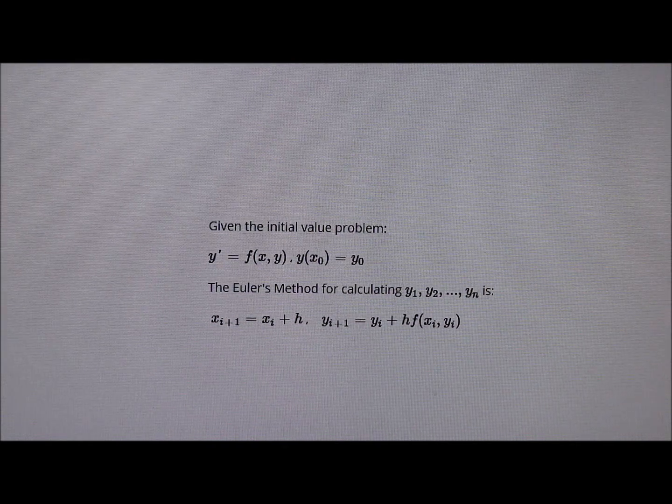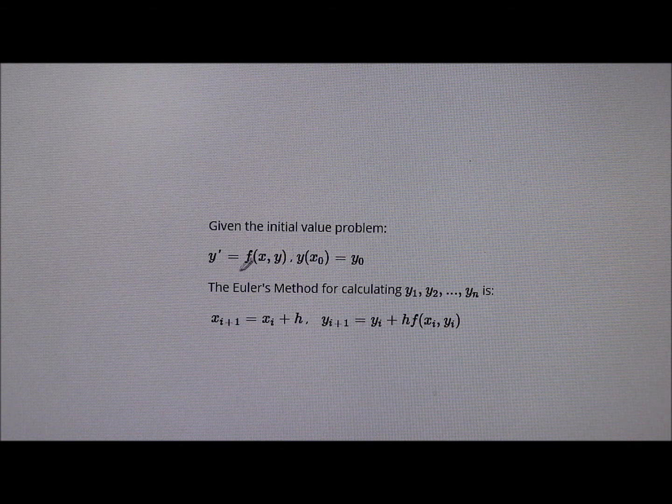Let's consider an initial value problem. y prime equals f of x y, and y at x sub 0 equals y sub 0. First thing that we need to note is that our derivative y prime should be by itself on one side, so whatever else is on the other side will be labeled with the function f of x y. Then Euler's method for approximating further values of function y, let's denote them with y sub 1, y sub 2, etc., is the following.